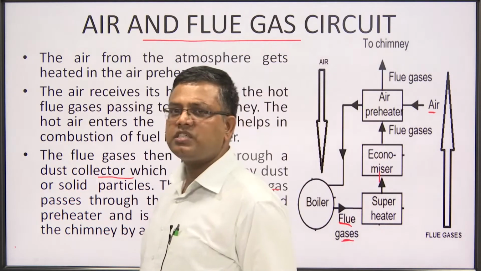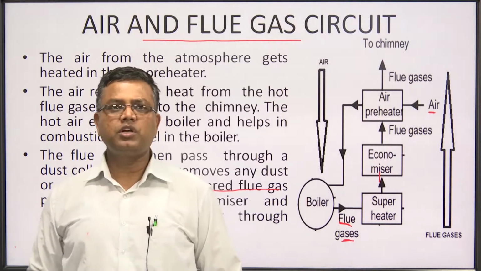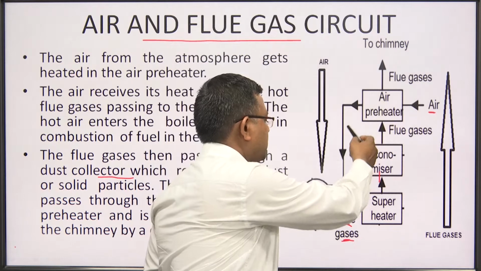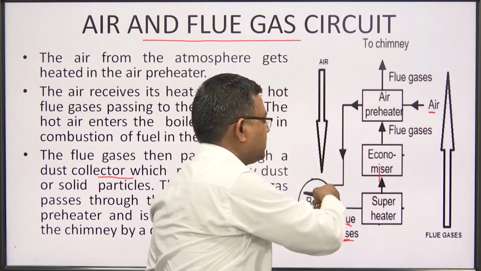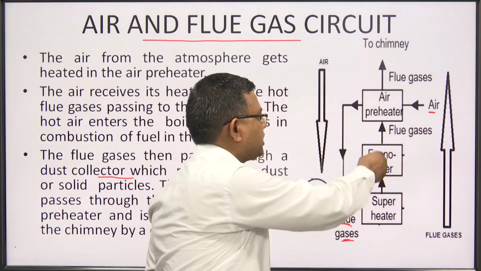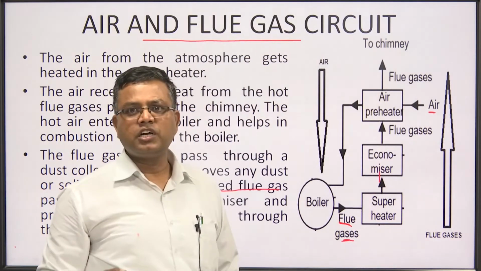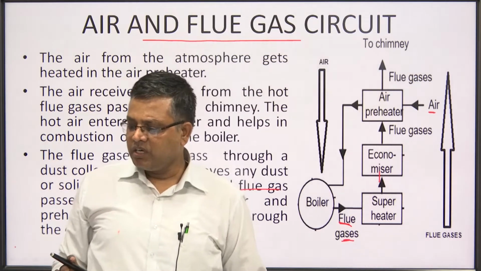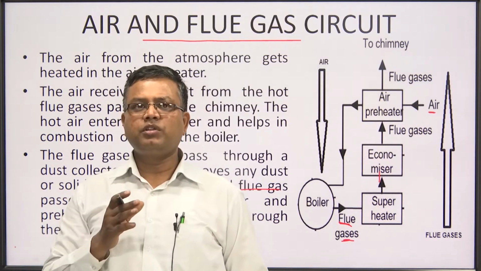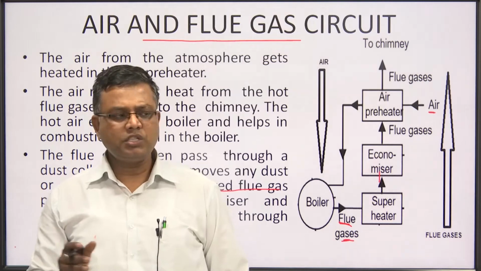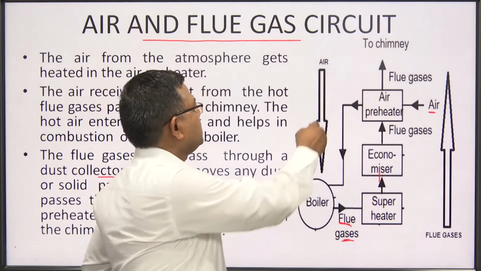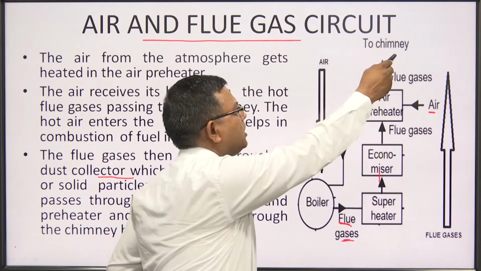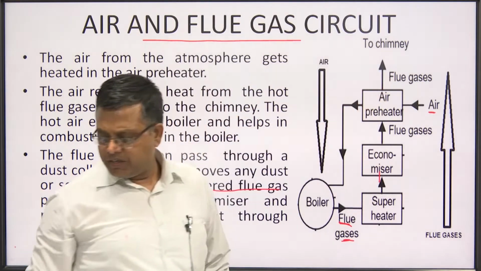See, the draft fan is required to maintain the draft, so that air can enter from the boiler furnace through the air preheater, and it passes through a predetermined path with a certain velocity, with a certain speed, right, so that the proper quantity of water can convert into the steam. Here you can see this is the circuit of the air coming here and the flue gases going upward, right.